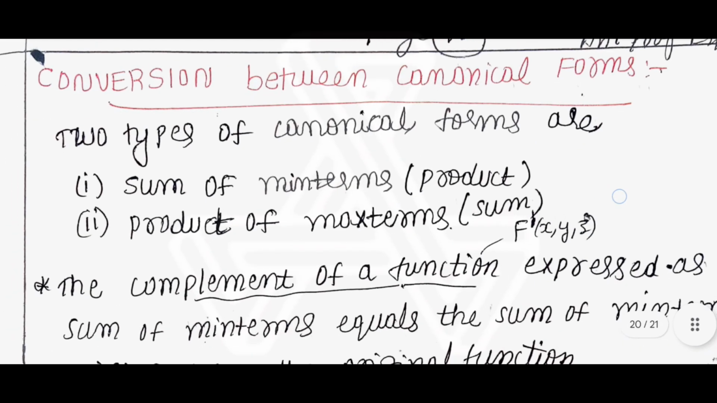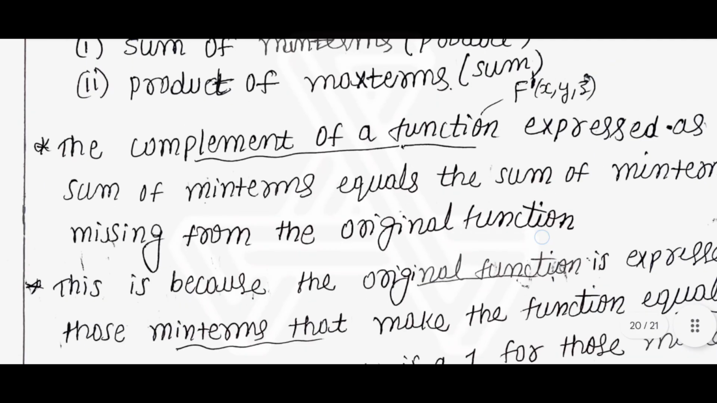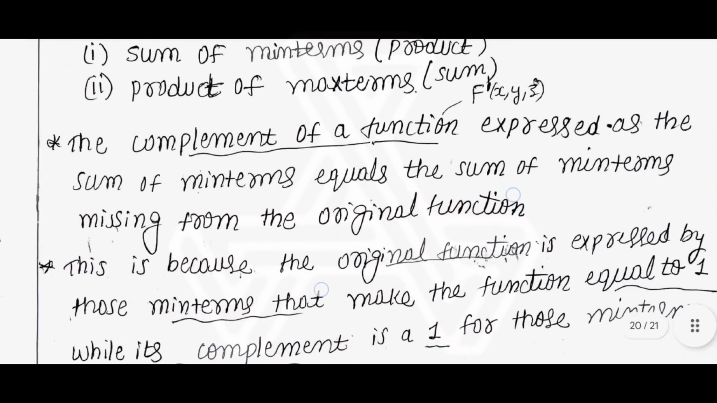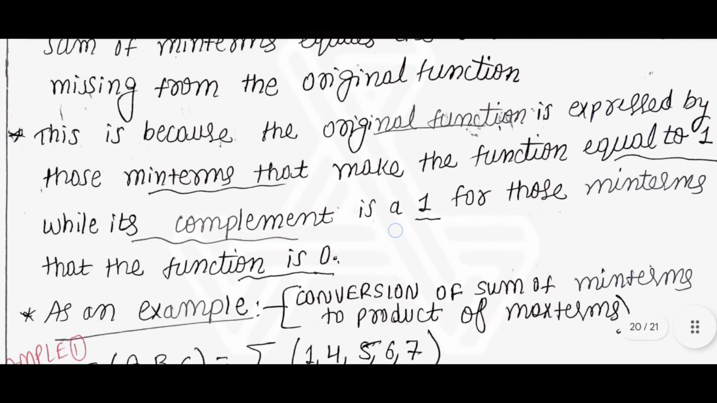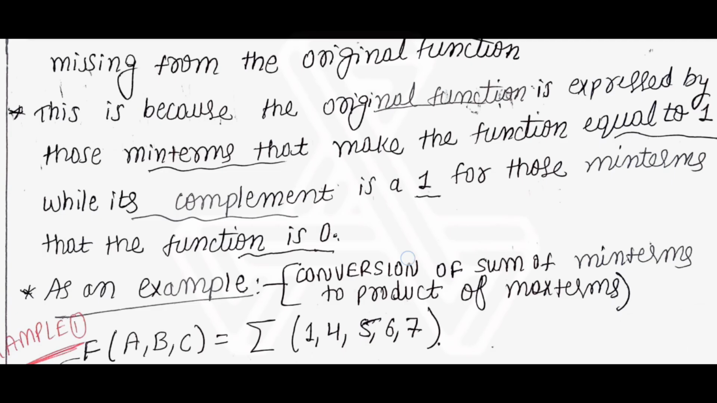Conversion between canonical forms. The two types of canonical forms are sum of min terms and product of max terms. The complement function expressed as a sum of min terms equals the sum of min terms missing from the original function. This is because the original function is expressed by those min terms that make the function equal to 1, while its complement is 1 for those min terms where the function is 0.